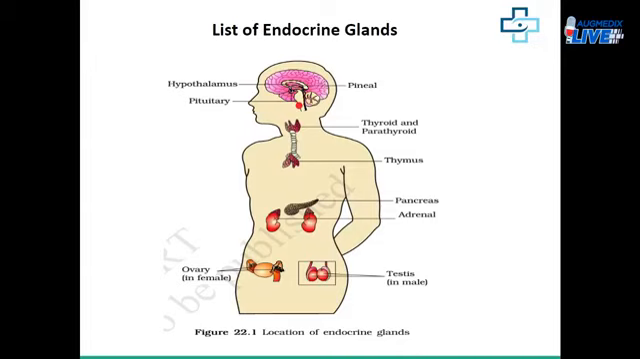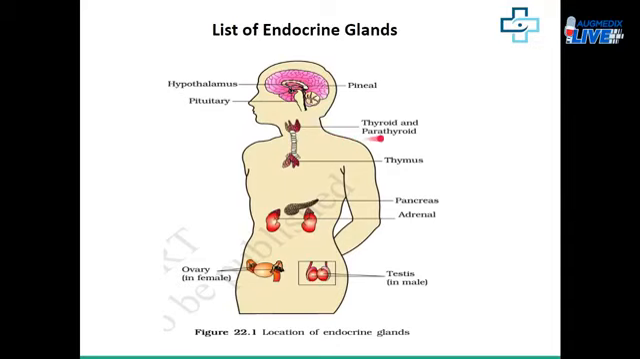In chapter 1, I remember teaching that the brain has two parts, cerebrum and cerebellum. So underneath, near the cerebrum, the pituitary gland is situated. The second gland is the pineal gland. Third is thyroid and parathyroid. For practical purposes, we won't go into details of the hypothalamus. We'll be dealing with the important ones only.